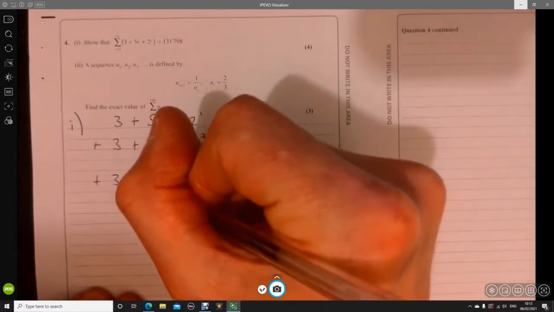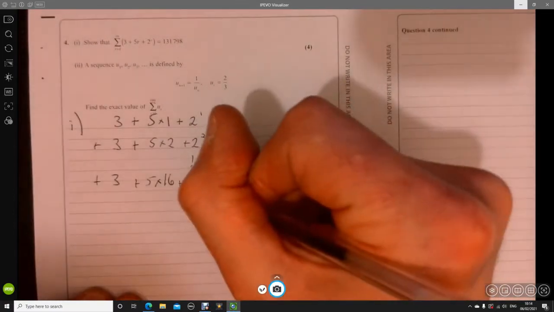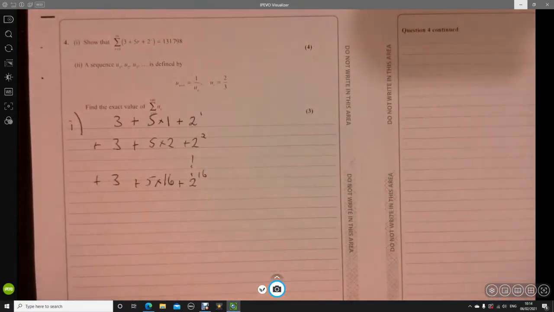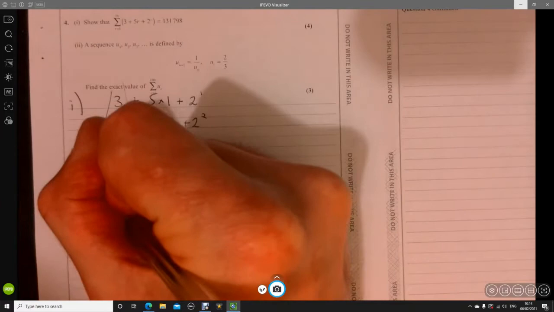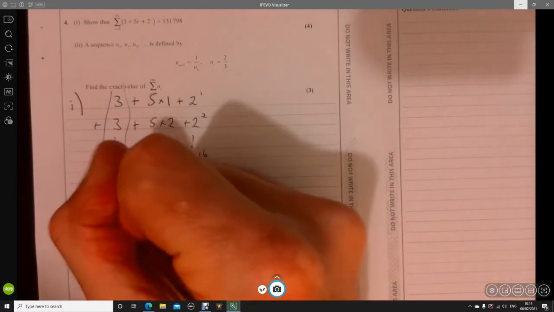All right, so you're going to have 5 times 16, and then you can have 2 to the power of 16. So let's just think about these as individual problems. So let's start with the easiest one, i.e. this one just here. So that's nice and easy, isn't it? That's just going to be 3 times 16 because it's just going to happen 16 times. So that's lovely. All right, I can do that. That's 48. Don't need to worry about that too much.